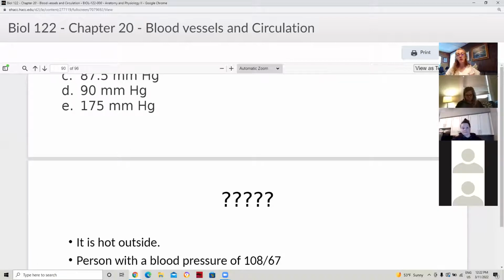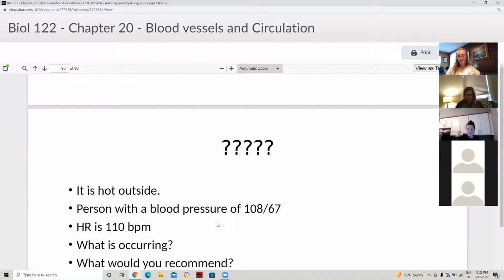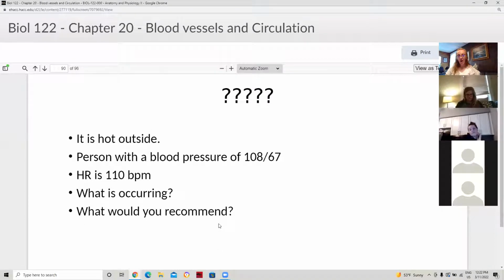Okay, here's an interesting question. It is hot outside. A person has a blood pressure of 108/67. Remember, average is 120/80. Their heart rate is 110. What is occurring and what would you recommend?